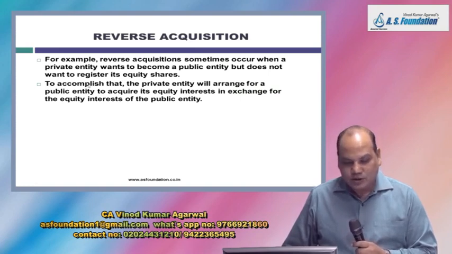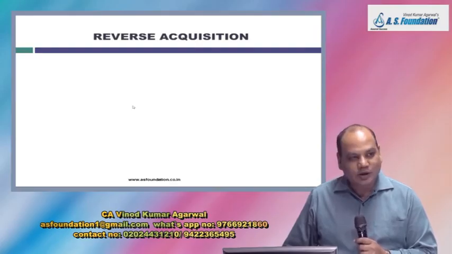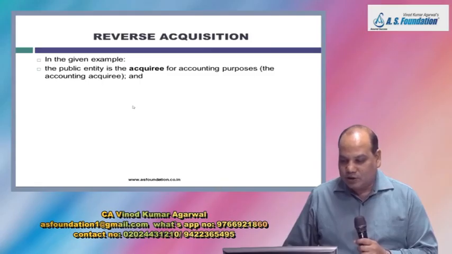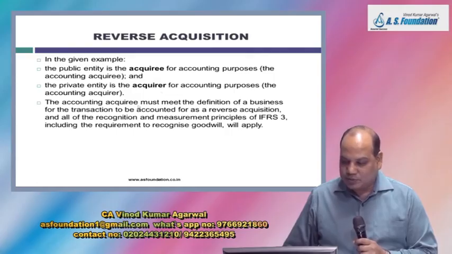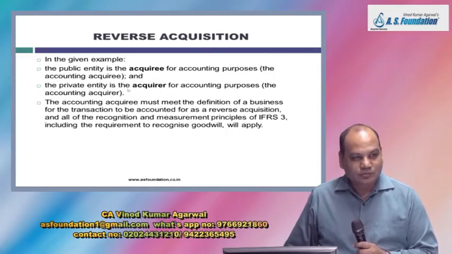To accomplish that, the private entity will arrange for a public entity to acquire its equity interest in exchange for the equity interest of the public entity. In the given example, public entity is acquiree for accounting purpose and private entity is acquirer for accounting purpose. Next point. First condition you have understood.